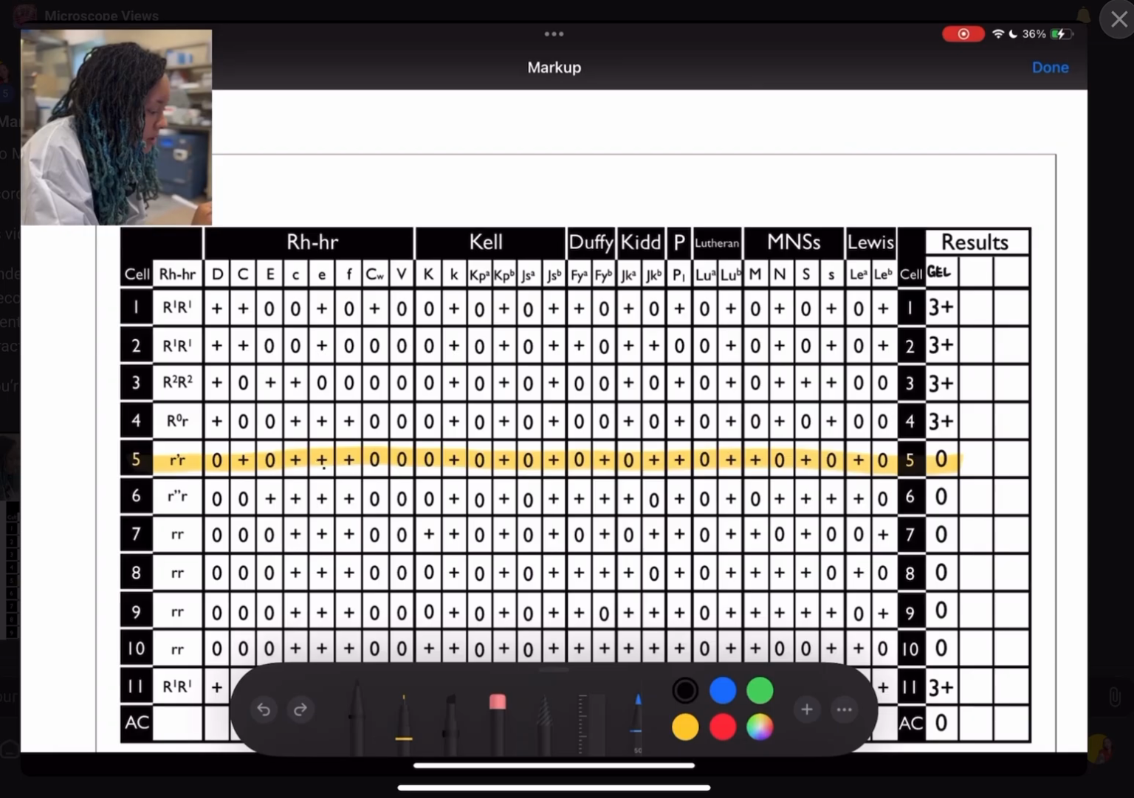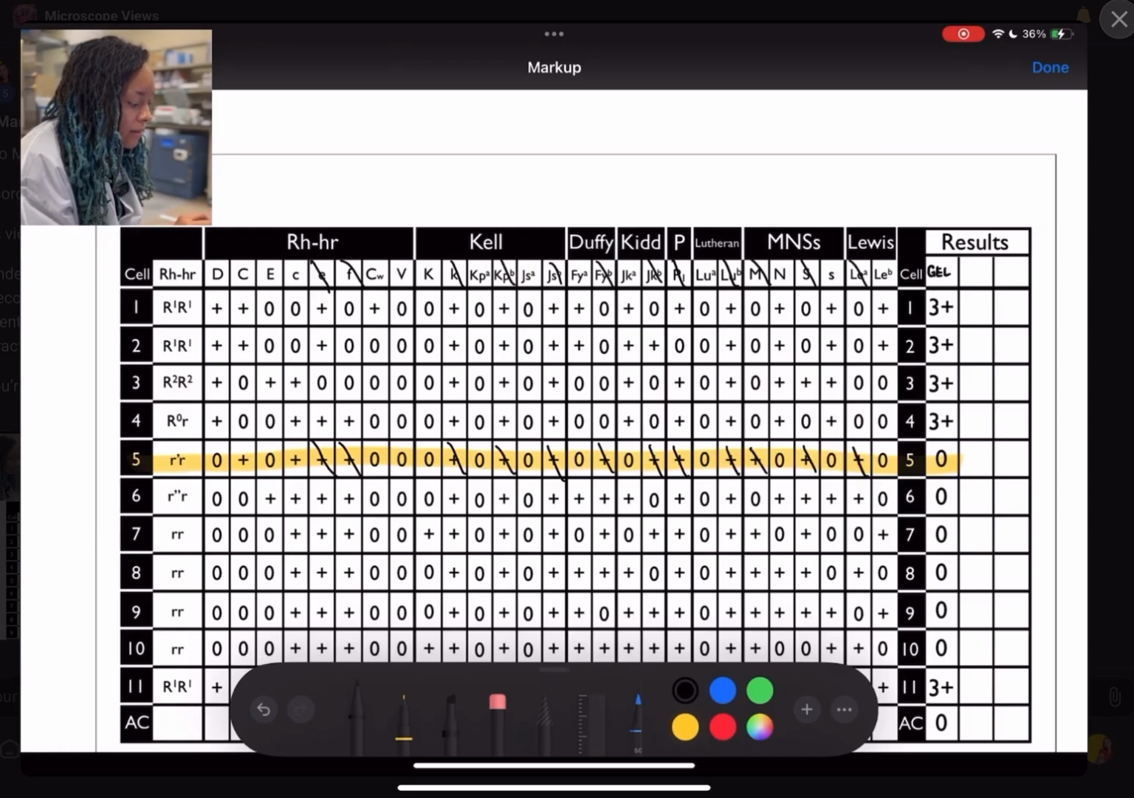Right? We're going to start with little e, because this is homozygous. Little e, we're going to come back to this big C, little c, because that's heterozygous, but in this event, we can cross out little e, F. We don't really worry about Cw or V, only if we're seeing a pattern of reactivity that matches Cw or V, but we can rule out Cello. We don't really worry about these Kpa, Kpb, Jsa, Jsb, but we'll just rule them out. Duffy b, Jkb, P1, Lutheran b, M, and S, and Lewis a.